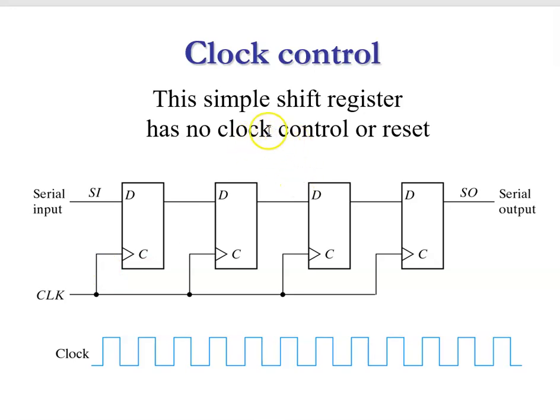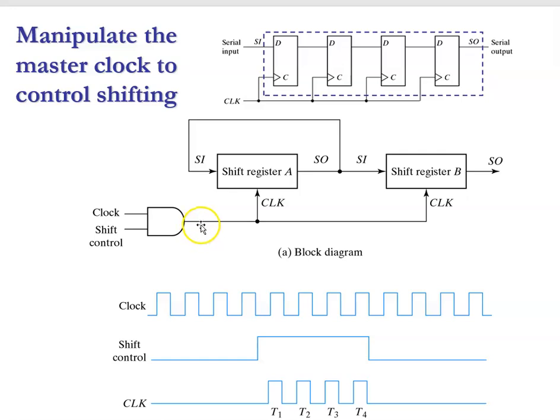So again, this simple shift register has no clock control. It doesn't have any reset. It's constantly shifting this data in and shifting that data out. So what if we wanted to add some clock control? Well, we said we should not gate the clock. It's not good practice, but under controlled circumstances, like we have here, we're going to look at an example of gating this clock. So our clock is gated through an AND gate with this shift control.